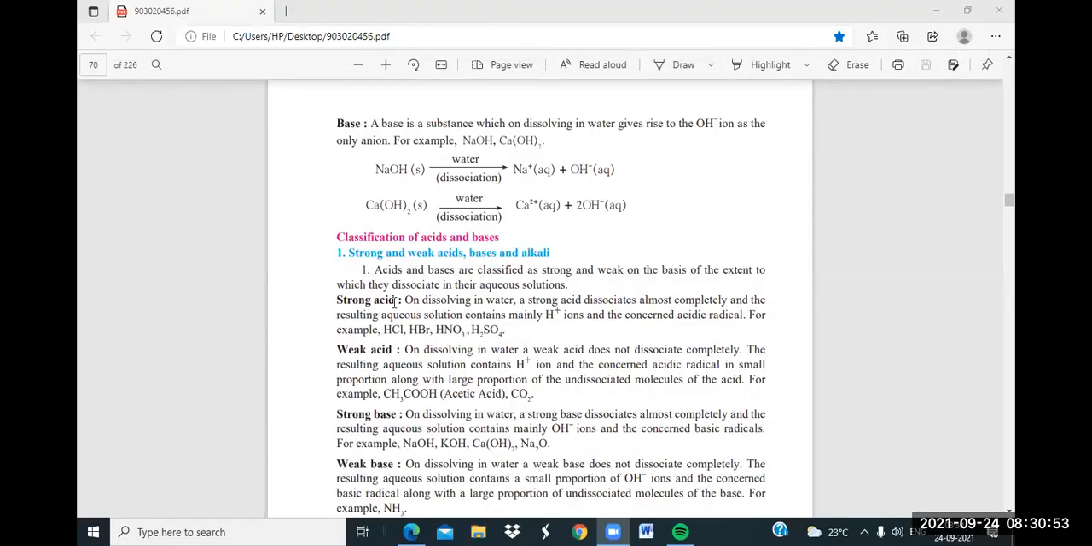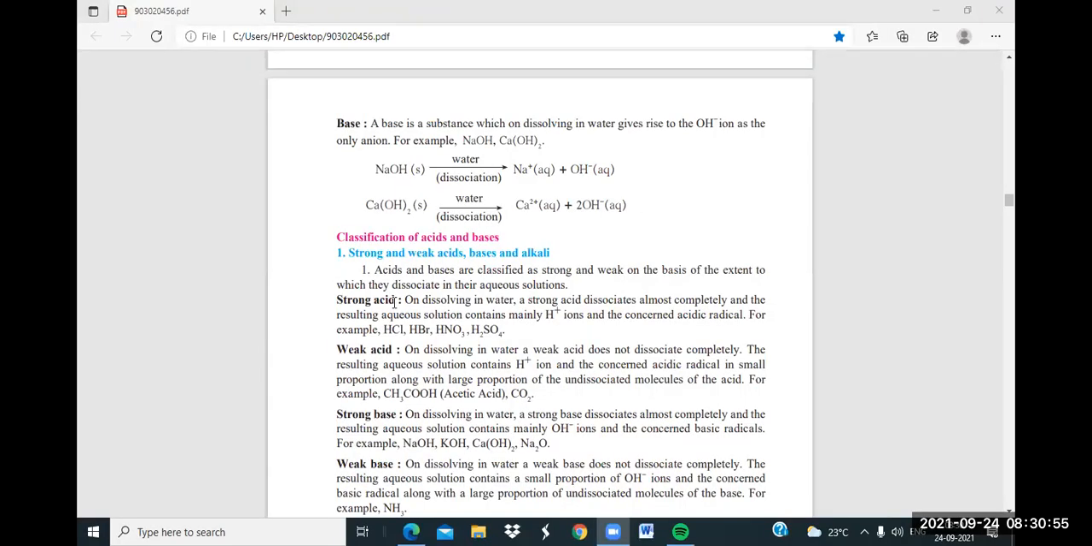See about the base. The same thing he mentioned. The base is the substance which, on dissolving in the water, gives OH minus ions, only the anion, and it is called the base. He gave some examples. NaOH, sodium hydroxide, when it reacts with the water, separates into Na plus and OH minus. Then calcium hydroxide, dissolved in the water, gives calcium and hydroxide separately.